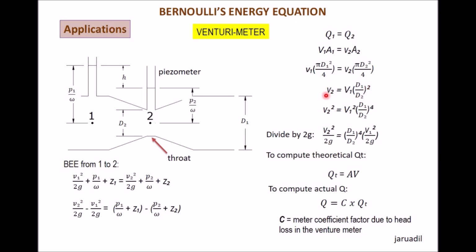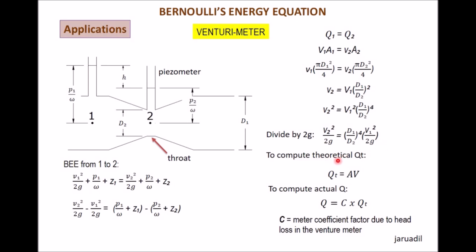Now, if we square both sides, so V2 squared is equal to V1 squared, and since this is already squared, if we square this, that becomes raised to 4. Now, if we divide the left and the right side by 2g, so V2 squared over 2g is equal to (D1 over D2) raised to 4 times V1 squared over 2g. Makita nyo yung velocity head at point 2 is equal to the velocity head at point 1 multiplied by the ratio of the diameter at point 1 divided by the diameter at point 2 raised to 4. So this equation is useful in so many situations.